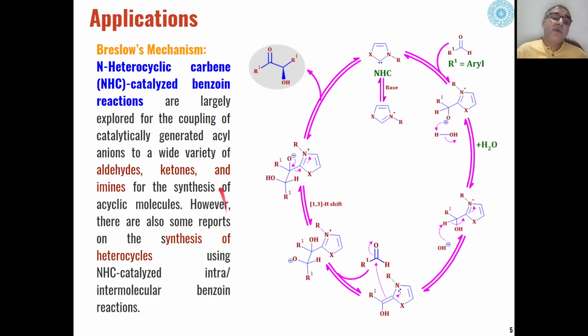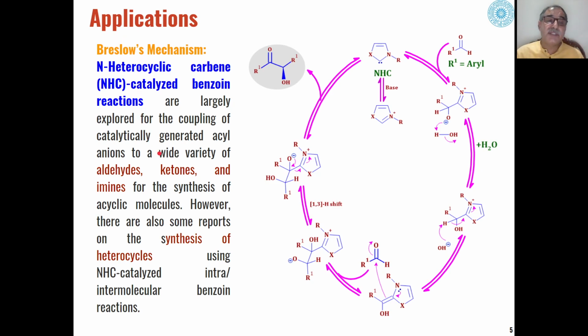Then another type of catalyst which was also found effective for benzoin reactions was N-heterocyclic carbenes. These N-heterocyclic carbenes follow a slightly different mechanism than the normal benzoin condensation mechanism which we have seen with the cyanide ions or thiazolium ions. Here, this mechanism is called the Breslow mechanism, based on the name of the scientist who gave this mechanism.